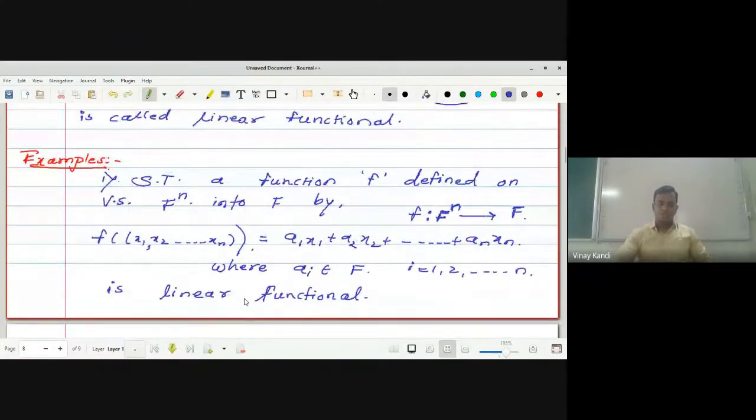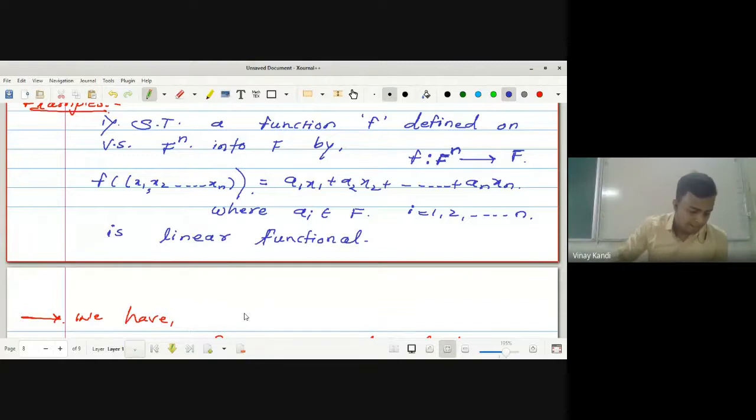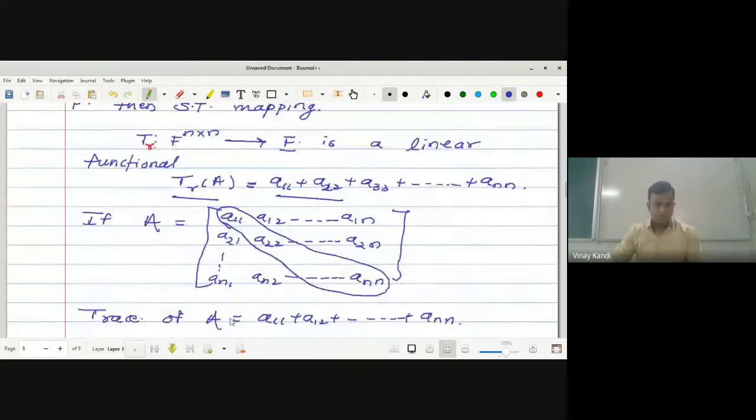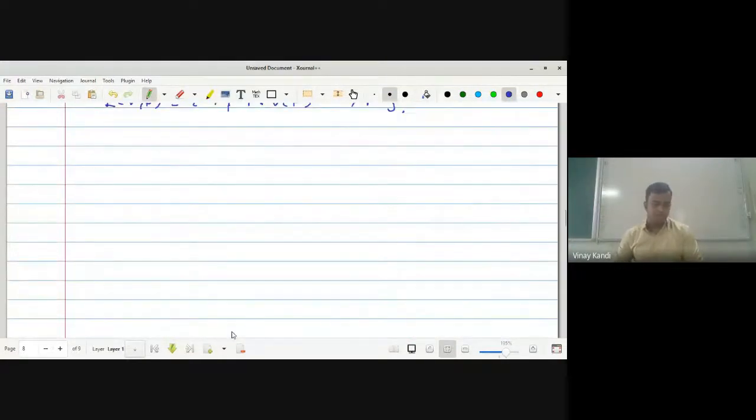Any doubt in this example? No, sir. Okay, from tomorrow we will see the theorems. Look at this one here. We will see the proof of this statement in the next lecture. Look at it here.